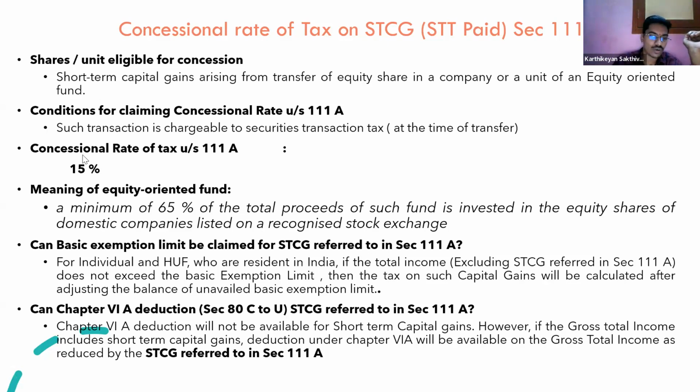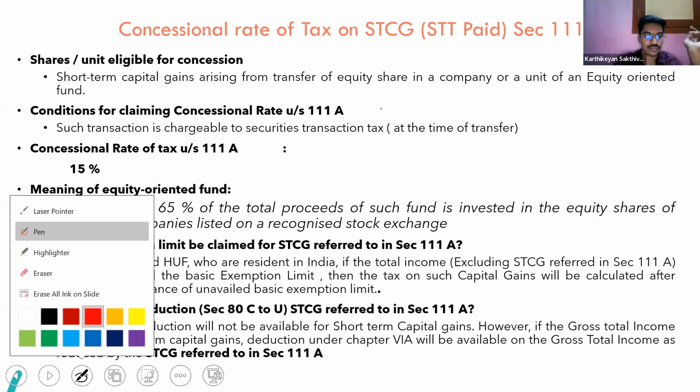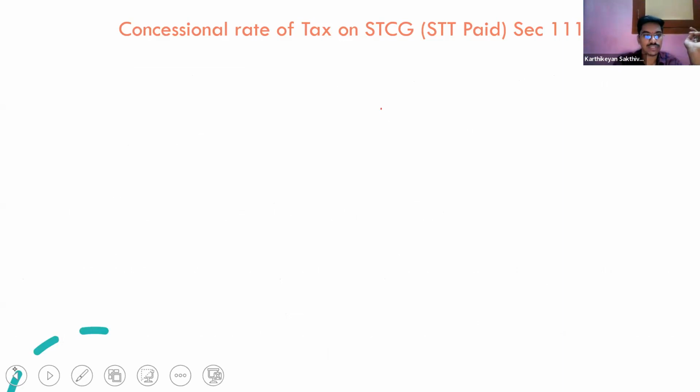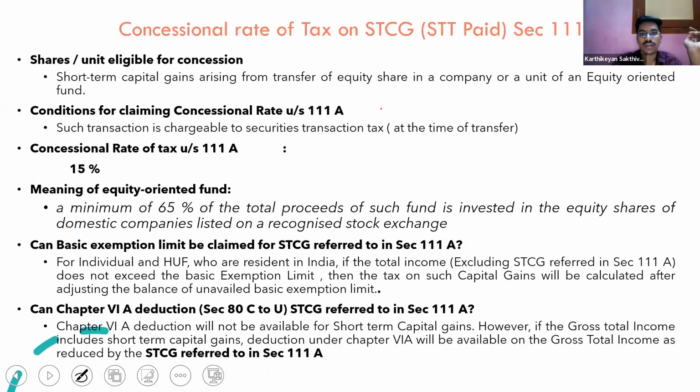Okay, so 111A is applicable only for short-term capital gains arising from the sale of an equity share in a company or any unit of an equity oriented mutual fund.